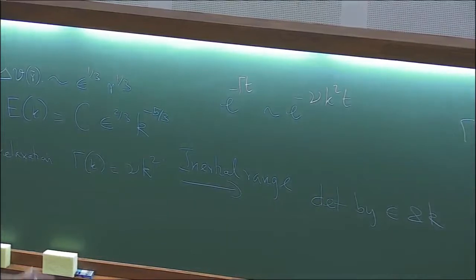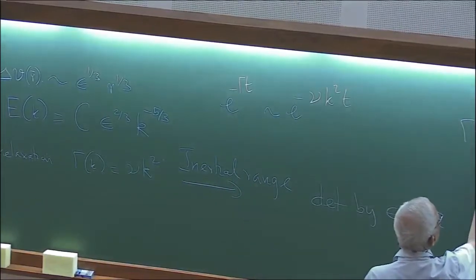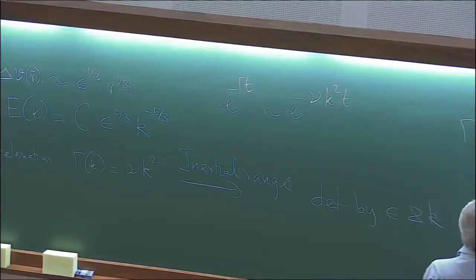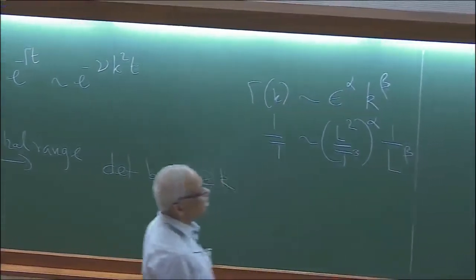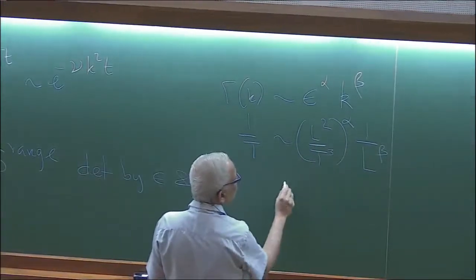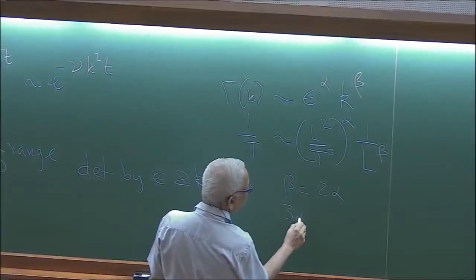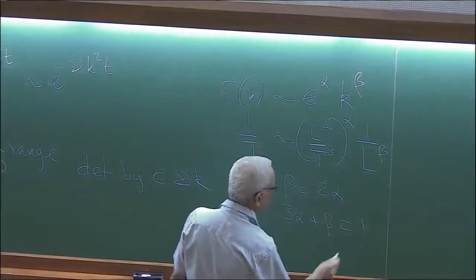So gamma has the dimension of frequency. That's what it is, so it is 1 over t on this side. Epsilon is L squared over t cubed, to the power alpha. And this is 1 over L to the power beta. So immediately beta is equal to 2 alpha, and 3 alpha plus beta equals 1.